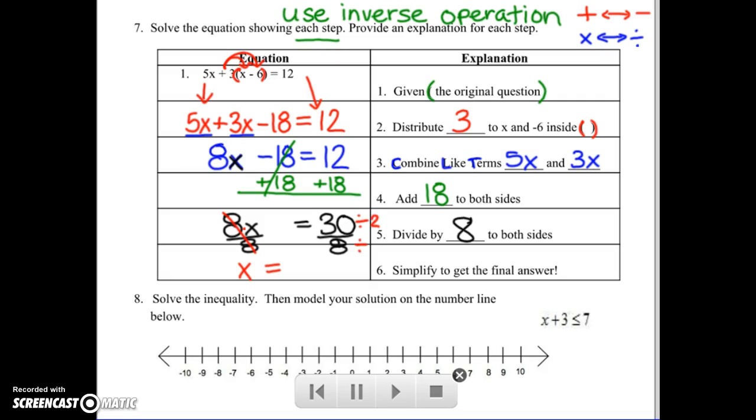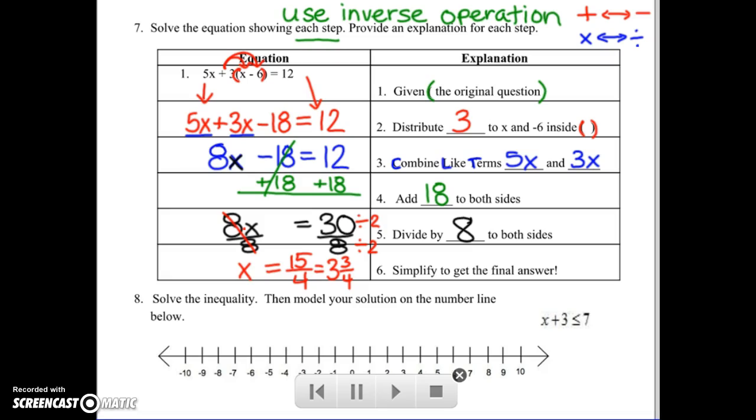So I divide by 8 on both sides, and my last step will be to check and see if I can simplify to get the final answer. Just remember, simplify, in this case, we're dividing the numerator and denominator by the greatest common factor of 2. So we end up with 15/4.